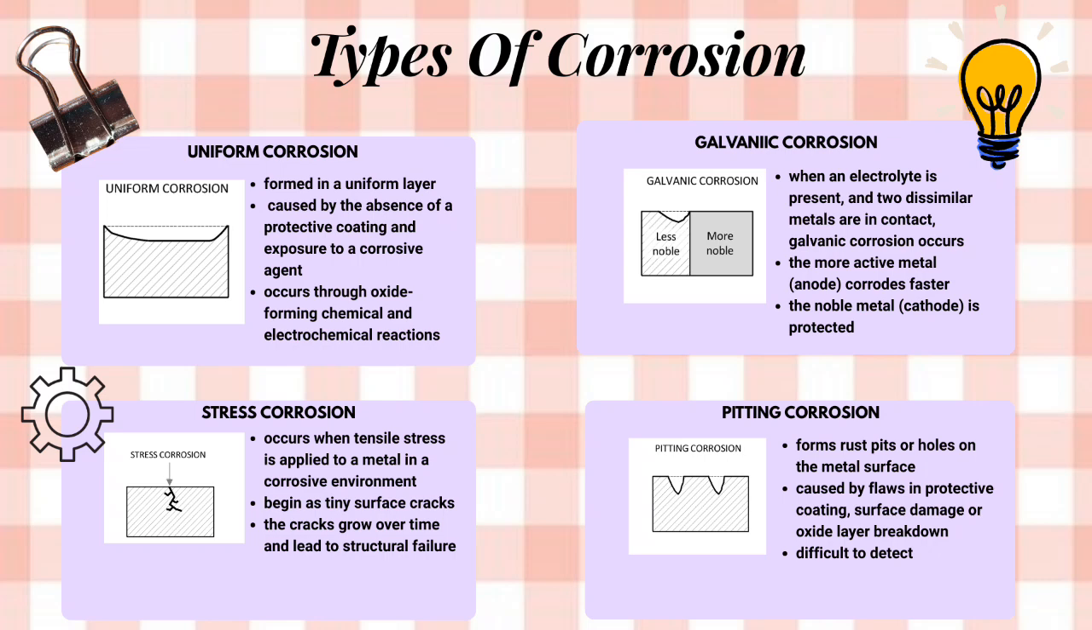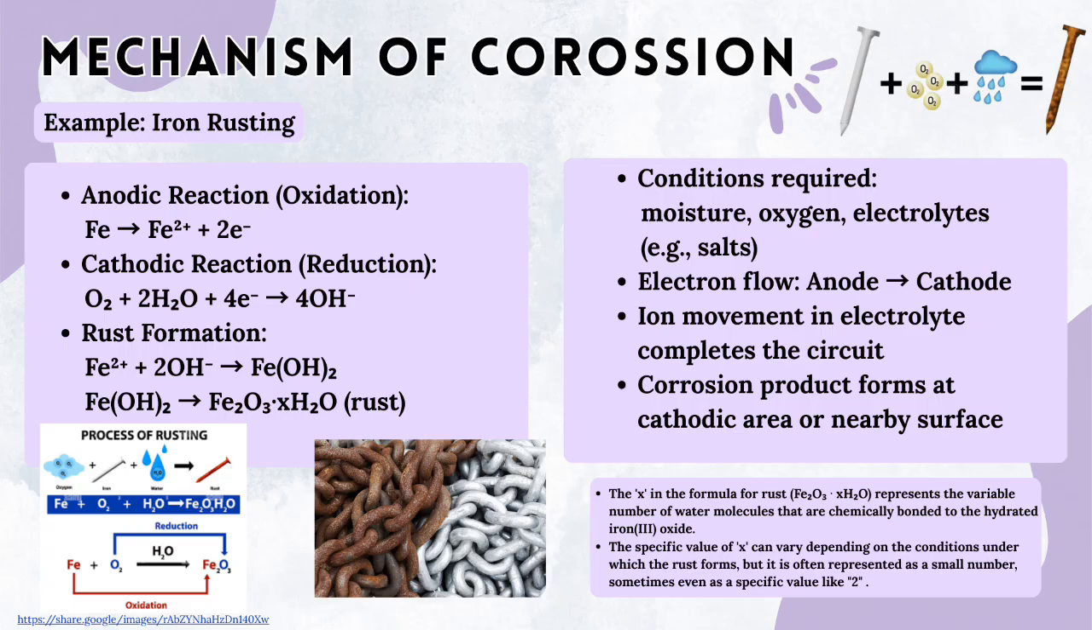And the last one is pitting corrosion. This is one of the most dangerous types of corrosion because it is unpredictable and also difficult to detect. It will form rust pits or holes on the metal surface that descend into deep cavities, caused by flaws in protective coating, surface damage or outside layer breakdown. And it usually occurs in aluminum, nickel alloy and also steel.